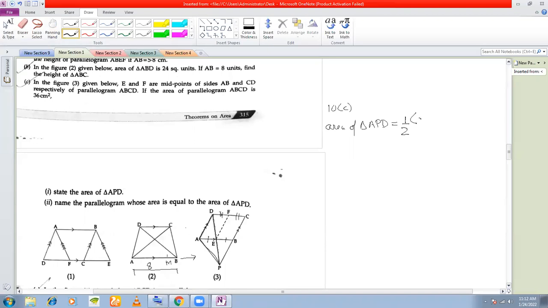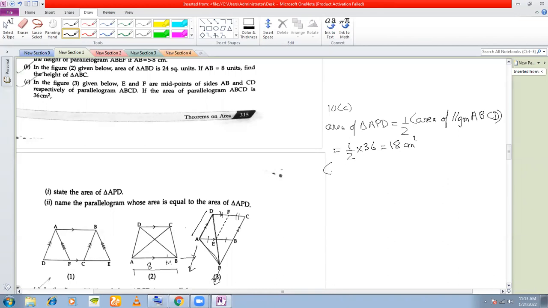Half area. What is the area of triangle APD? If you see triangle APD is on which base? AD, right? And between what parallel lines? This line and this line, isn't it? That means area of triangle APD must be half area of parallelogram ABCD, right? Right or wrong? Half into 36, which is 18 centimeter square.